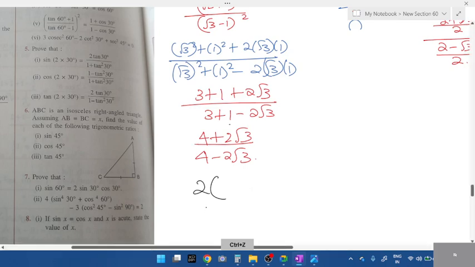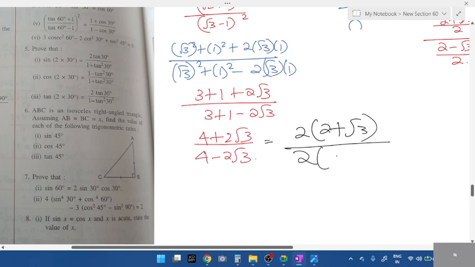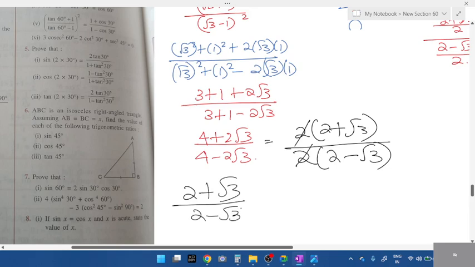Let me write it next to that. You won't get confused. Common. If you divide 2 with the question, you should get 2 plus root 3 divided by. What do you get remainder, students, when you divide this? 2 minus root 3. Which one can be cancelled here? Which one can be cancelled? This 2 and 2 can be cancelled. So what is left? 2 plus root 3 divided by 2 minus root 3. Is this clear? Did you understand?